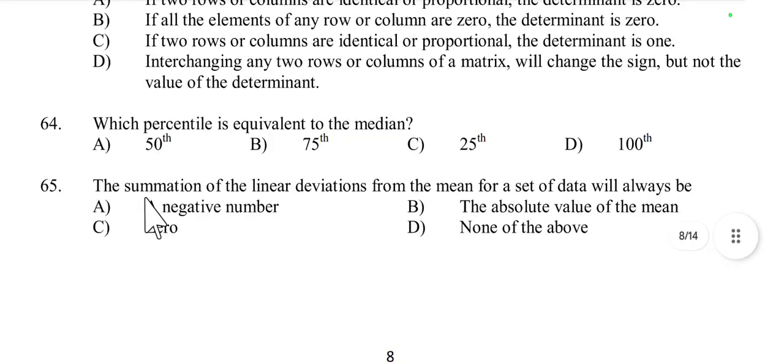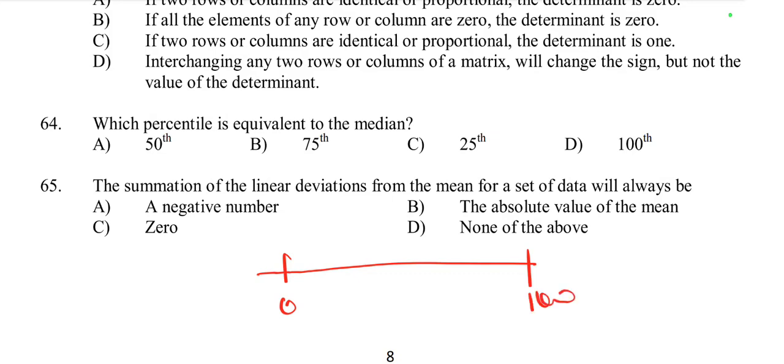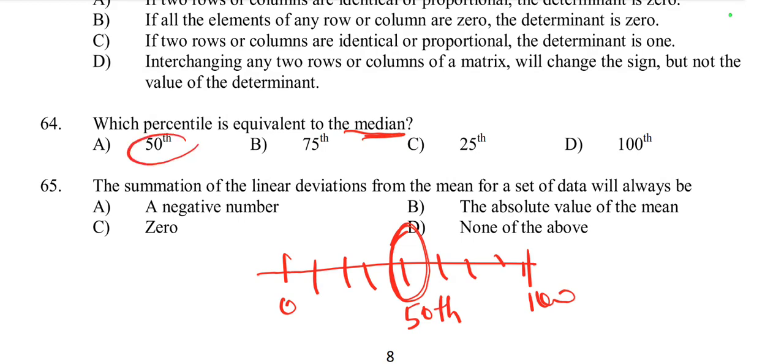Then question number 64, which percentile is equivalent to median? Yes, which percentile? Percentile means it is 0 to 100. So 100 parts, total 100 parts, 0 to 100. So median means the exact middle value. Middle value is called median. So from 0 to 100, what is the middle value? Middle value is the 50th position. So the percentile equivalent to the median is the 50th percentile. 50th position is called the median.